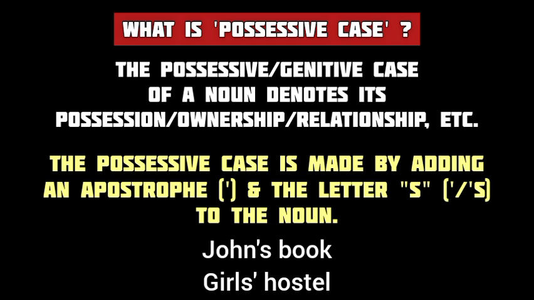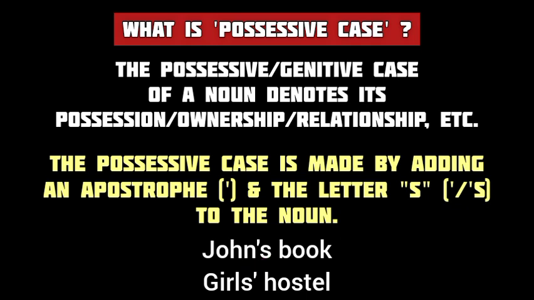For example, John's book. Here John's is in the possessive case because we have added an apostrophe s to it and it shows John's possession or ownership over the book. However, in the second example, the plural noun girls ends in an s, so we have used only the apostrophe sign without an s. This is known as s apostrophe.